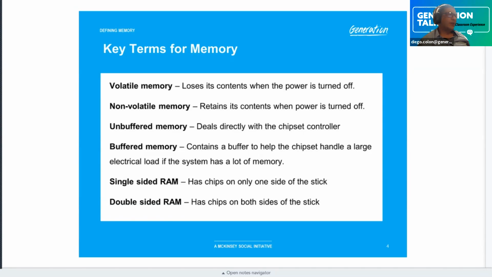Another thing we see here is there's volatile and non-volatile memory. Can somebody tell me what would be a volatile type memory versus a non-volatile memory? RAM could be volatile. RAM is definitely volatile, very volatile. The non-volatile is the hard drive.